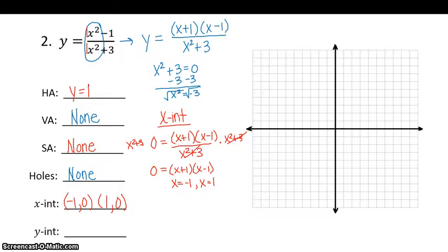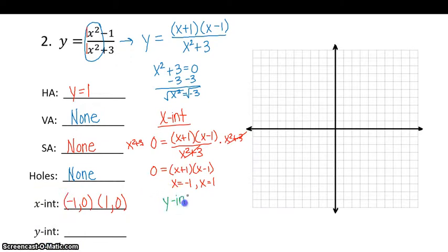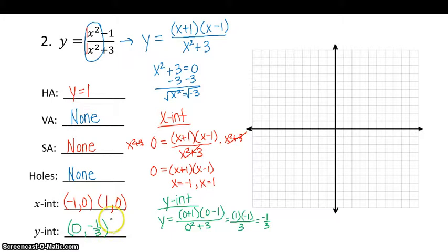Now let's do the y-intercept. So that's when you plug in 0 for x. So then that'll be y equals 0 plus 1 times 0 minus 1 all over 0 squared plus 3. So that's 1 times negative 1 all over 3. So that's negative 1/3. So that'd be (0, -1/3). Okay. So that's your y-intercept. So that was what you should have gotten for number 2.